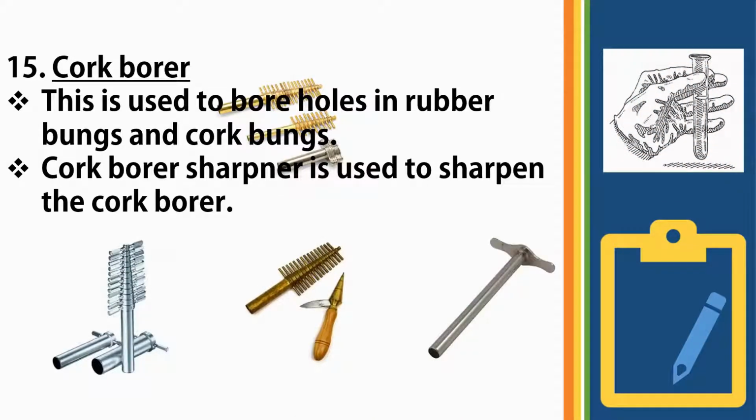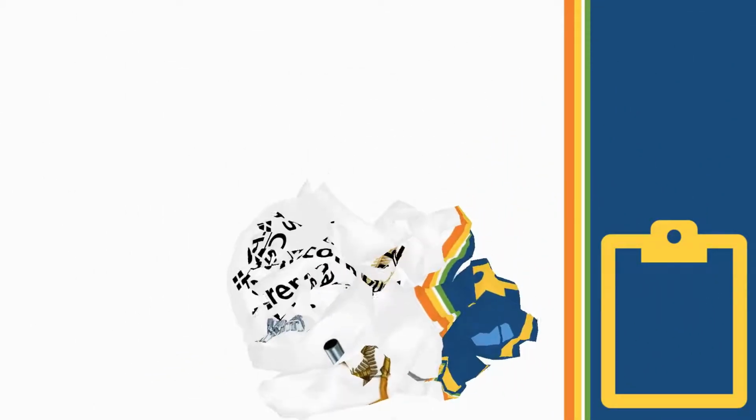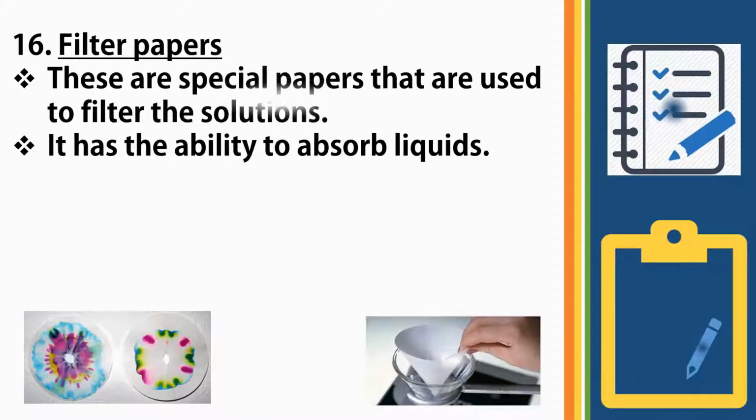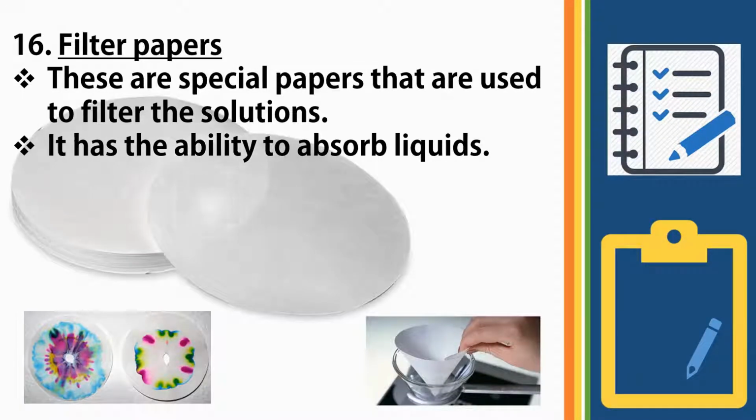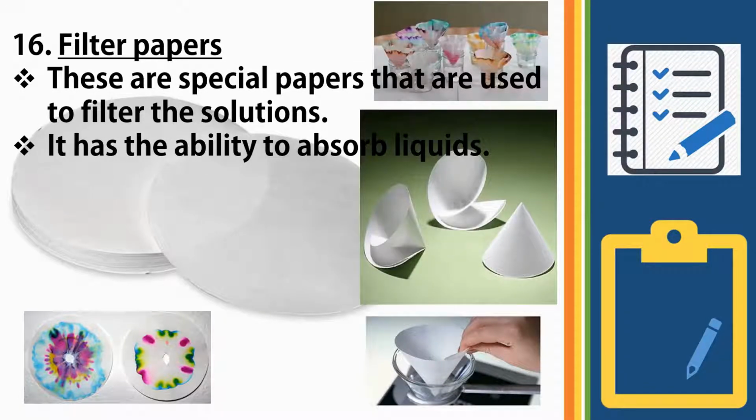Cork borer. This is used to bore holes in rubber bungs and cork bungs. A cork borer sharpener is used to sharpen the cork borer. Filter papers. These are special papers that are used to filter solutions. It has the ability to absorb liquids.